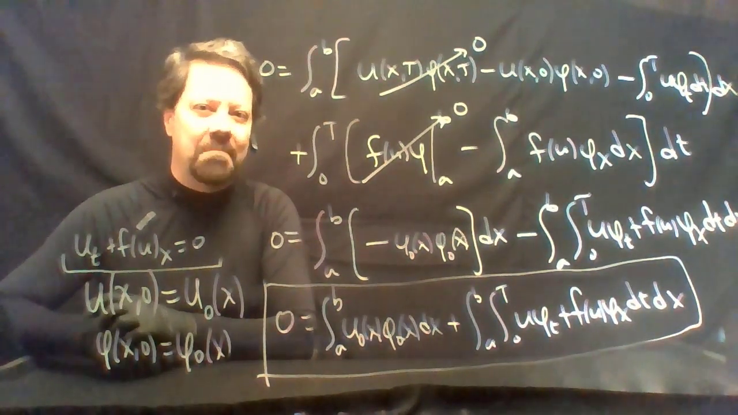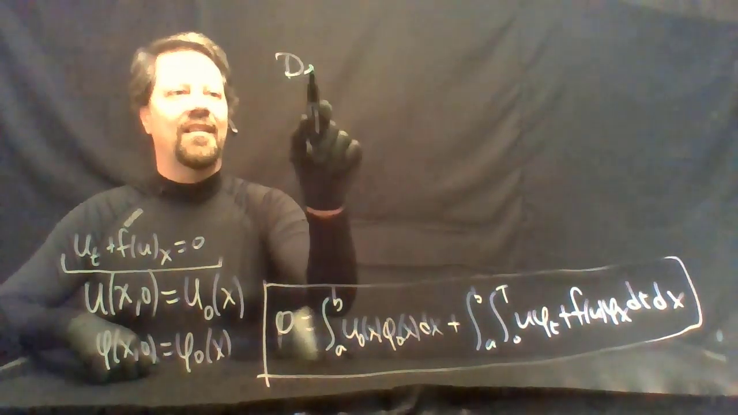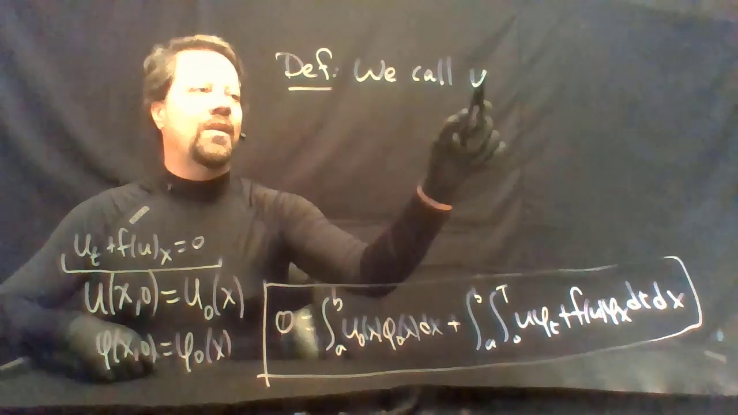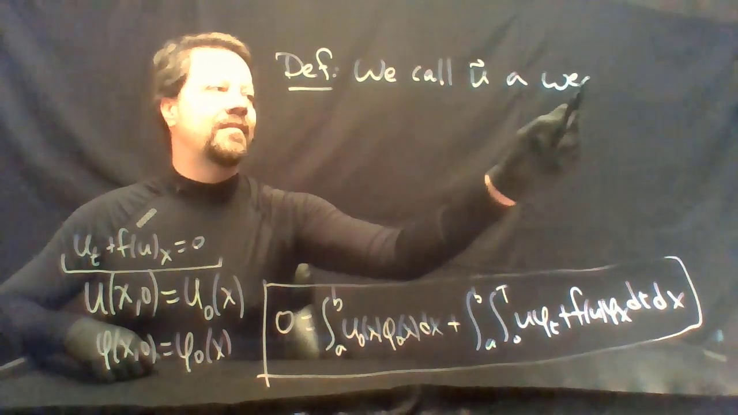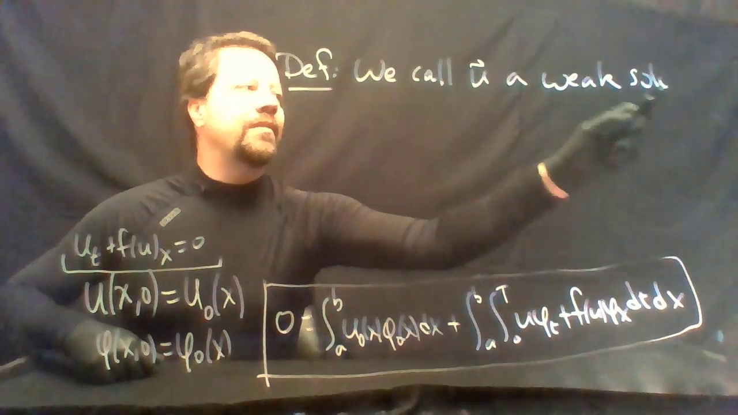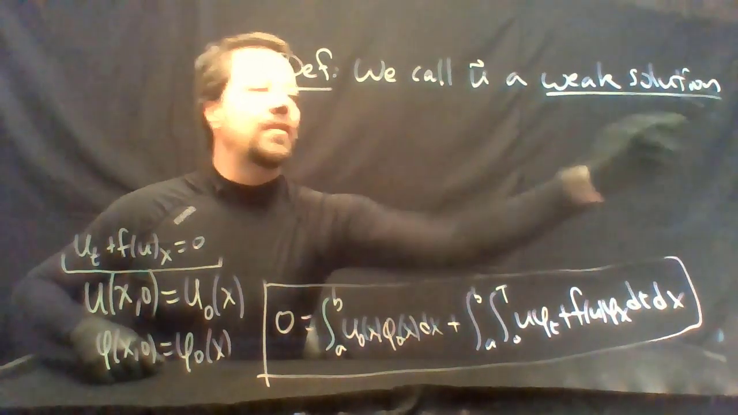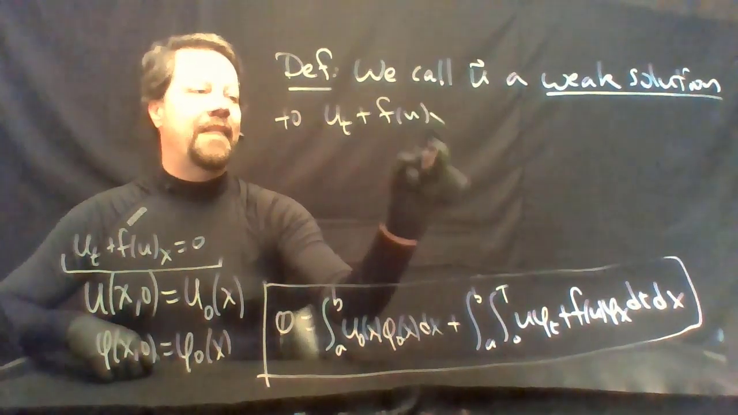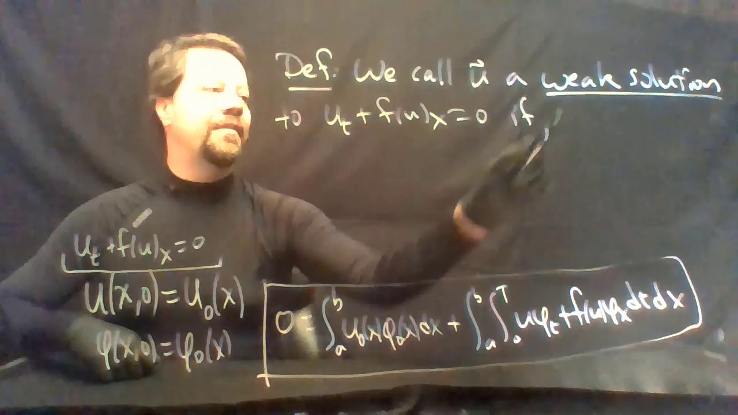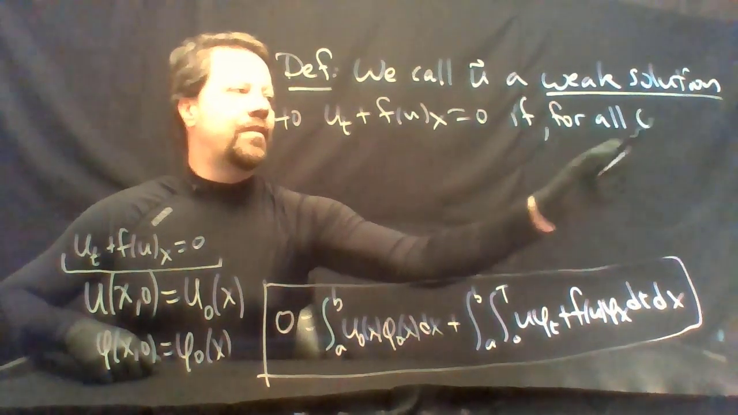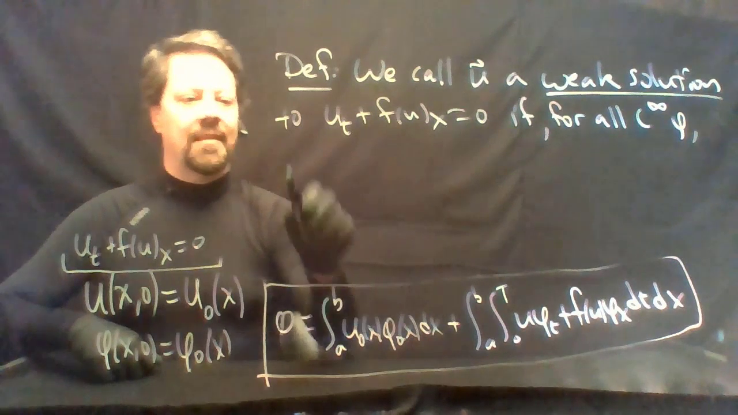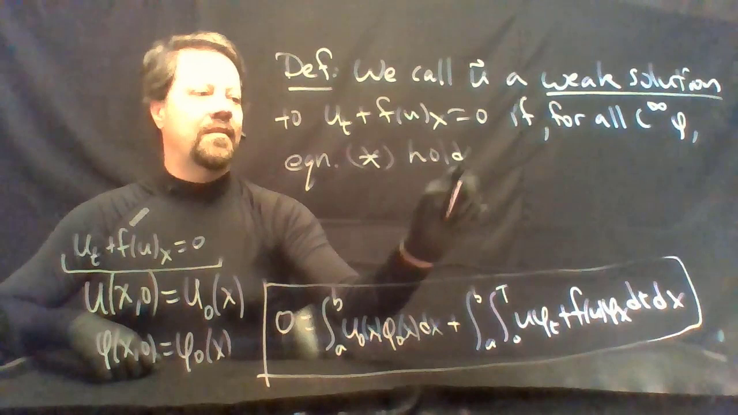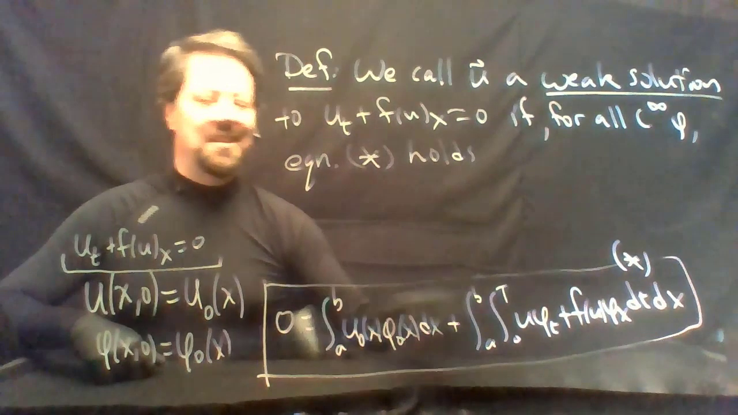We're going to give it a special name. We call u a weak solution to the conservation law u_t plus f of u_x equals 0 if for all C infinity phi, equation star holds, where we'll call this equation star.